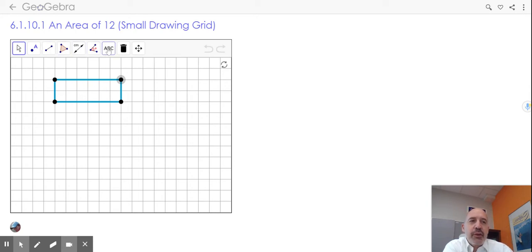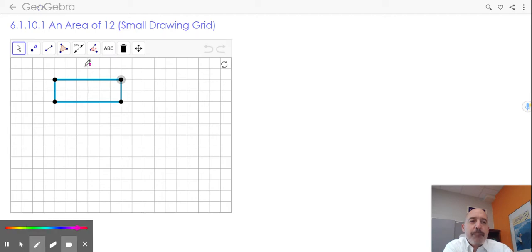So if this one has a length of 6 and maybe a height of 2, that's like a shortcut way to figure out the area is 12 square units because I can multiply and see all the squares filled in.